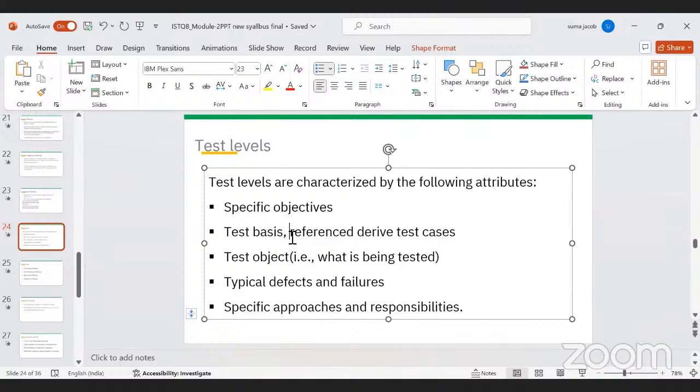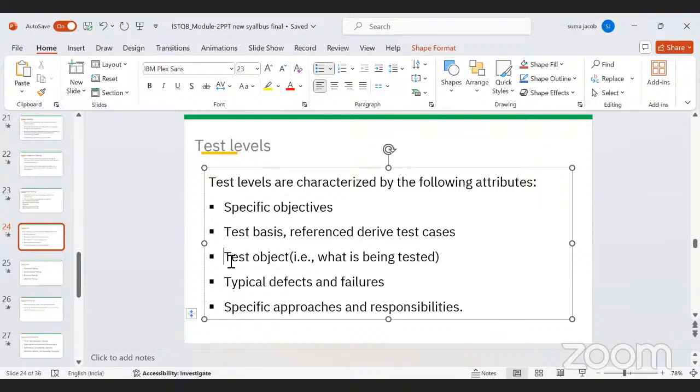For component testing, the test basis would be some piece of code based on which we will be validating. Whereas for acceptance testing, we will be looking into the requirements document to verify the acceptance test cases. So test bases will be different for each of the different test levels.